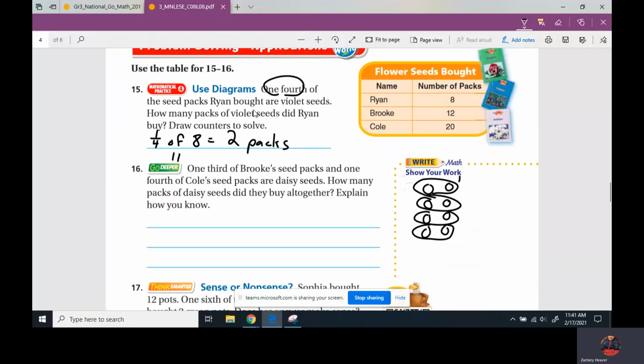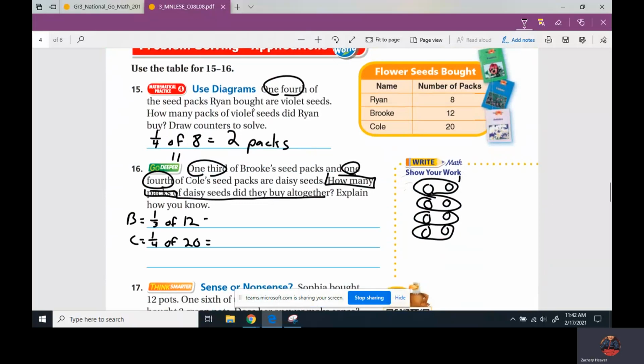The next one, 1/3 of Brooke's seed packs and 1/4 of Cole's seed packs are daisies. How many daisy seeds did they buy all together? So we're going to have to add a little bit after we figure it out. How many packs of daisy seeds? So let's do B for Brooke and C for Cole. I know she bought 1/3, it says, and he said 1/4. And Brooke bought 12. So hers is going to be 1/3 of 12. And Cole bought 20. His is going to be 1/4 of 20.